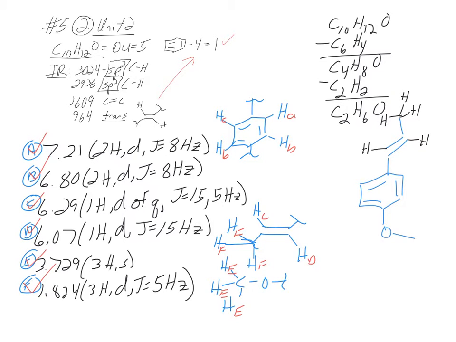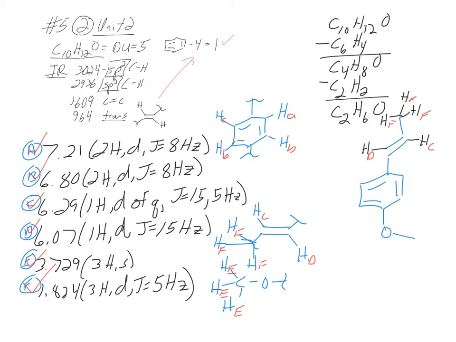H's up top that were coupled to C. These would be F. That makes sense, the 3 bonds away. This would be C, because C is both coupling to F and it's coupling to D, right? So C has two different coupling partners, hence the doublet of quartets. D is turning C into a doublet. F is turning C into a quartet, so it's a doublet of quartets.